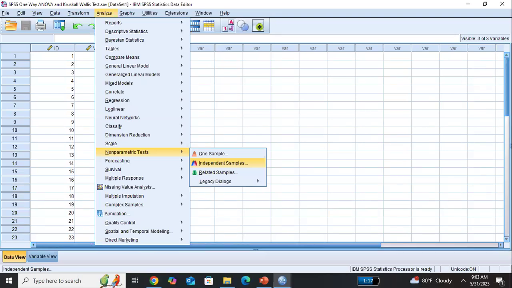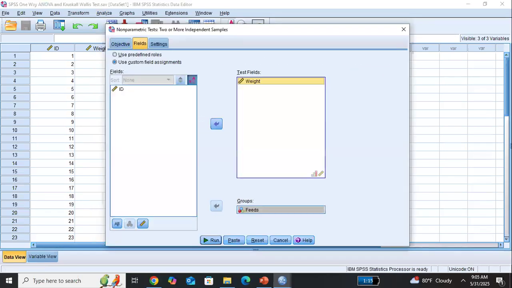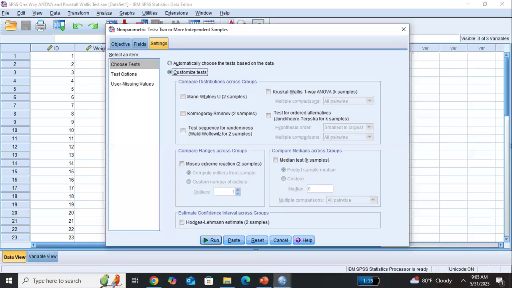Go towards Analyze, Non-parametric, Independent Samples. In groups, just go for feeds, and test field is weight. You can again automatically choose the test based on the data, because SPSS, by seeing the data, can apply the Kruskal-Wallis test. But if you want to be very exact, you can go towards Customize, Kruskal-Wallis one-way ANOVA.